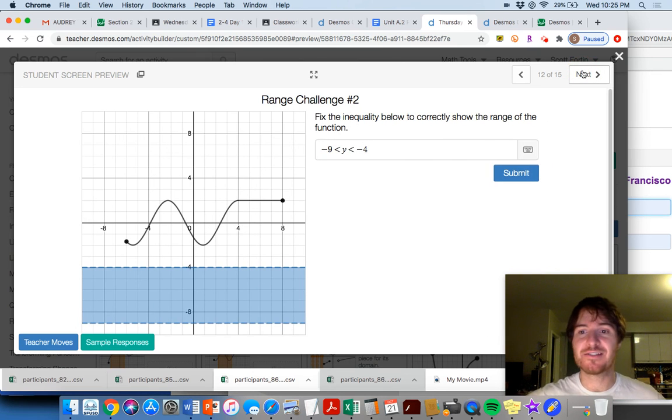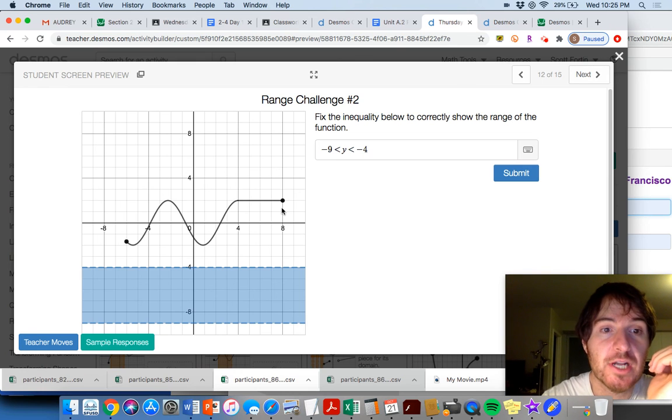I hope they don't ask me to write that out as an inequality. Come on. All right. Fix the inequality below to correctly show the range of the function. Let's check this one out here.